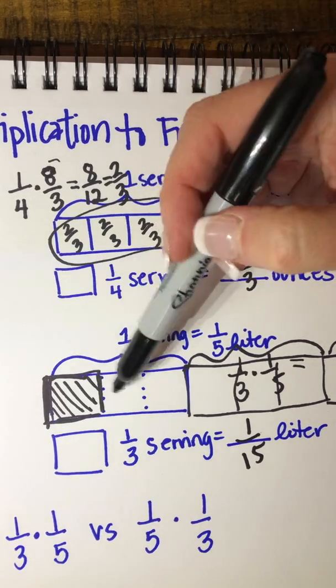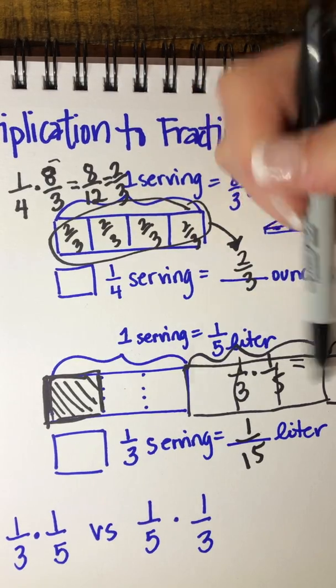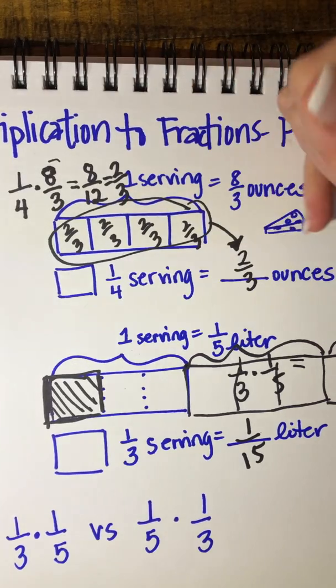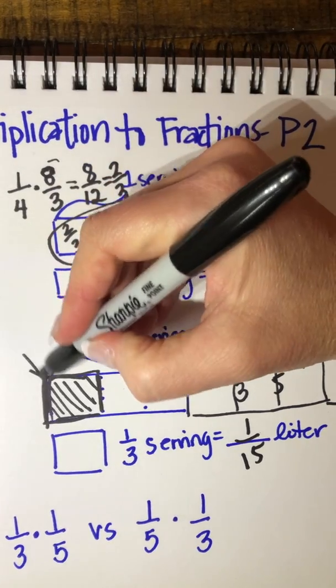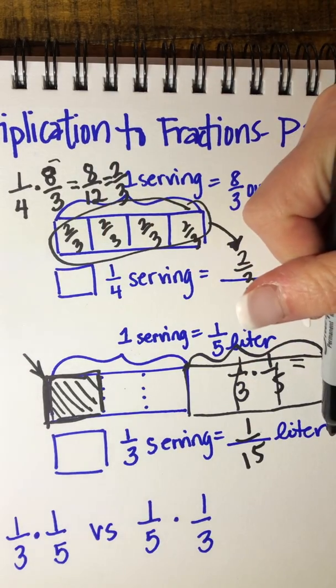All right, and if you're not quite understanding that, I would suggest trying to draw that whole liter out. So here's the whole 1 serving, which is a fifth of a liter. But then if you draw the whole liter out, you can see that a third of a fifth is actually a 15th of a liter.